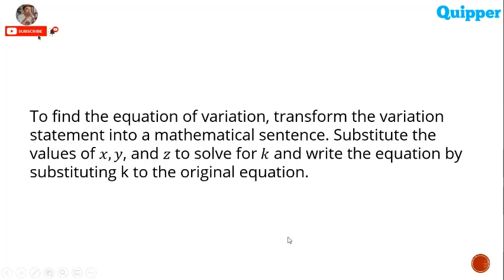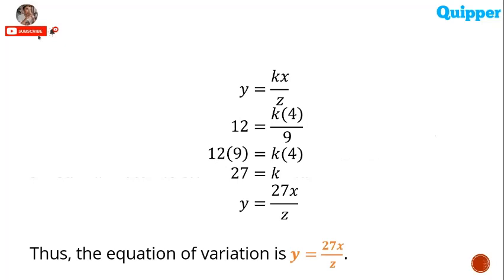To find the equation of variation, transform the variation statement into a mathematical sentence, substitute the values of x, y, and z to solve for k, and write the equation by substituting k to the original equation. We now have our equation, which is y is equal to kx over z. Then substituting the values 12 for y, 4 for x, and 9 for z, we now have 12 times 9 is equal to k times 4. 12 times 9 is 108.